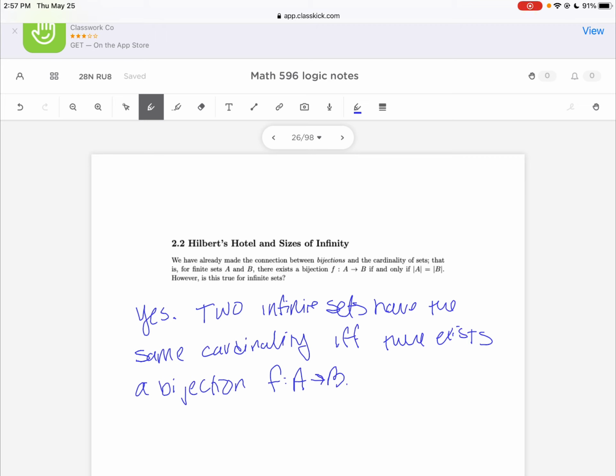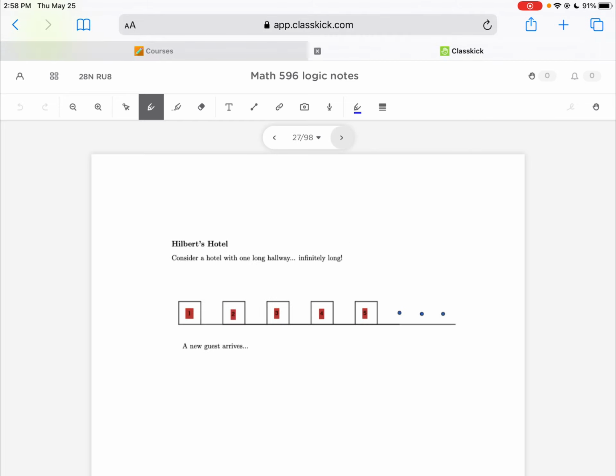And throughout the next few sections, we're going to show that some infinite sets are indeed larger than others using this cardinality sense, using this definition, while many other infinite sets that appear to be different sizes are in fact the same cardinality. And to do that, we're going to use a thought experiment referred to as Hilbert's Hotel, sometimes called the paradox of Hilbert's Grand Hotel.